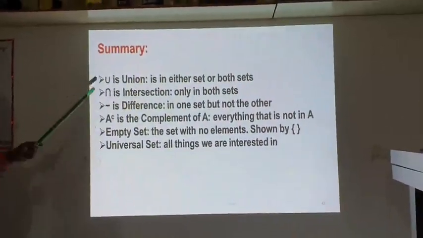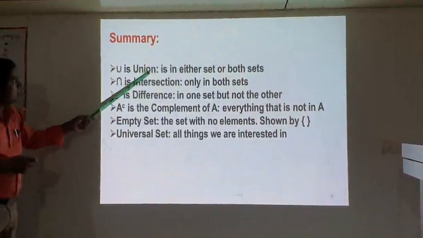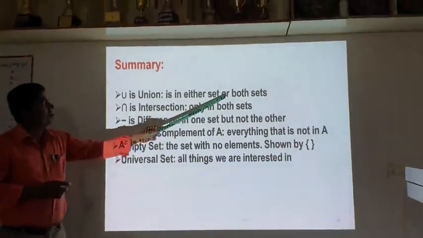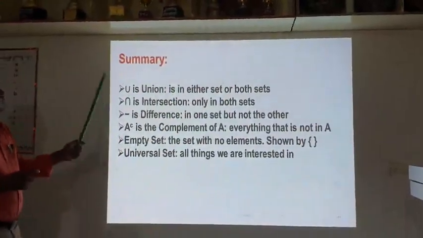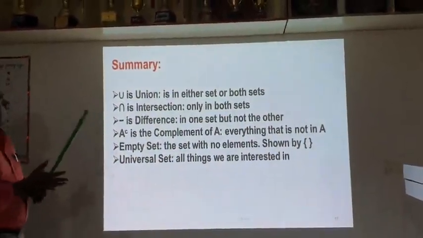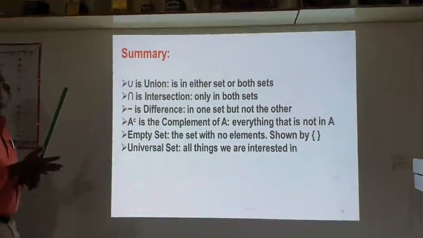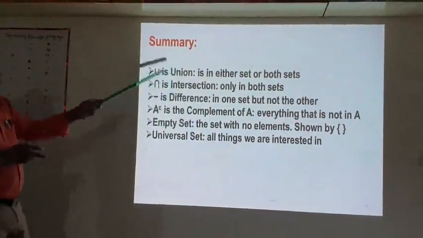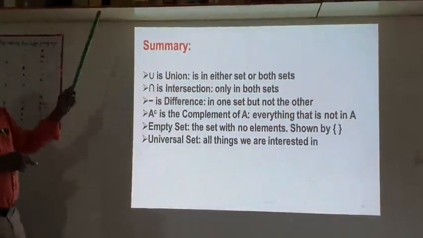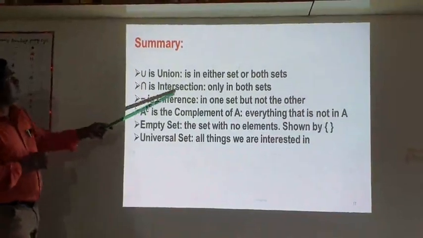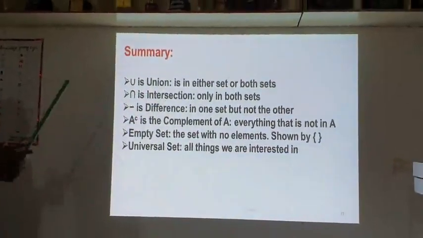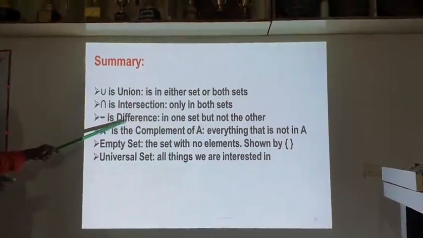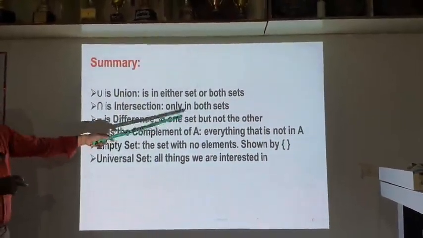Now we discuss the summary of sets. Union means either set or both sets. If there are two sets, or more than two sets, union represents either set or both sets. Intersection represents only both sets, meaning the common elements. Minus is represented as the difference, in one set but not the other.